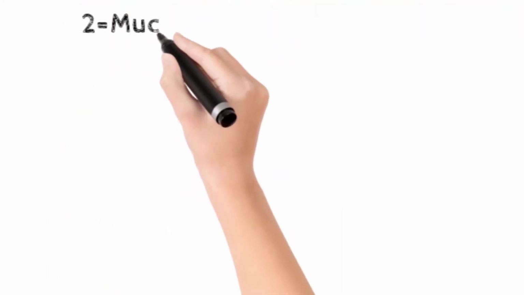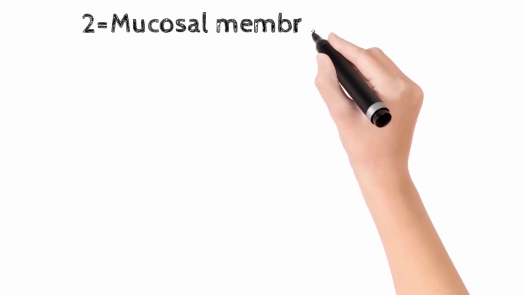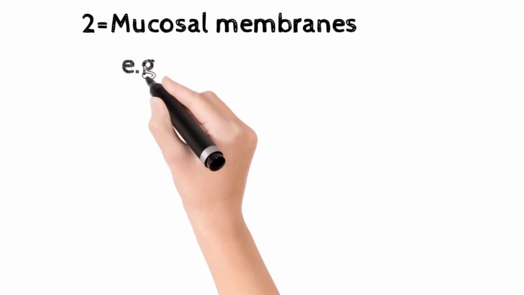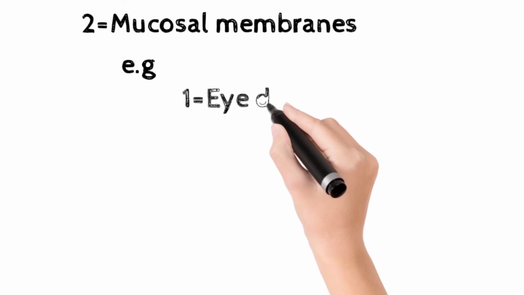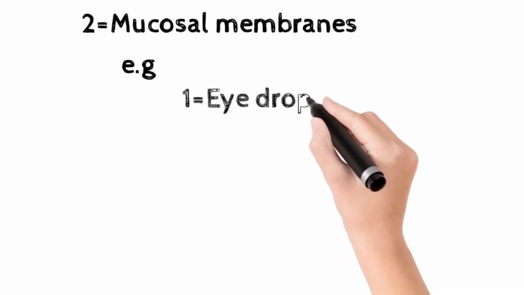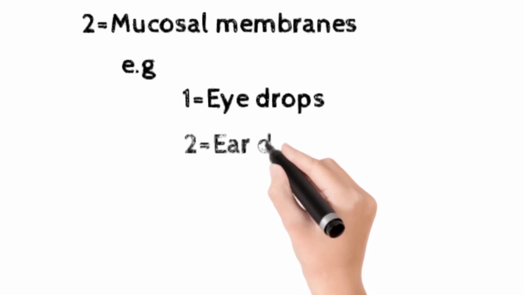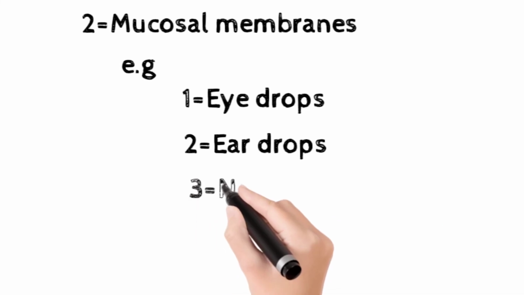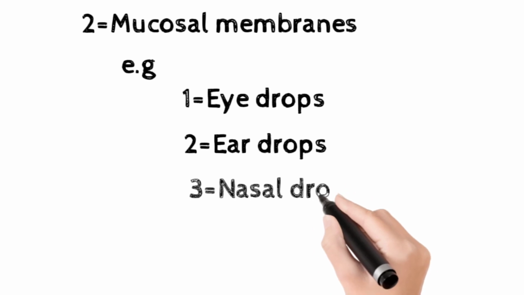Now after skin, come to the mucosa, mean mucosal membrane. On mucosal membrane mainly we use drops. For example, eye drops in conjunctiva of eyes. Second is the ear drops. The third is the nose, nasal drops.